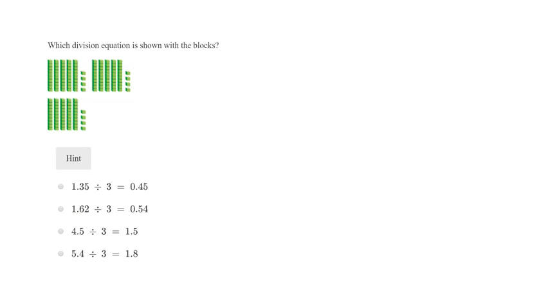Okay. Here's another one. Which division equation is shown with the blocks? Well, it looks like I am sharing something into 3 equal groups, so I can go ahead and put that there. And it looks like each group is going to contain 5 tenths and 4 hundredths. So something divided by 3 equals 54 hundredths.